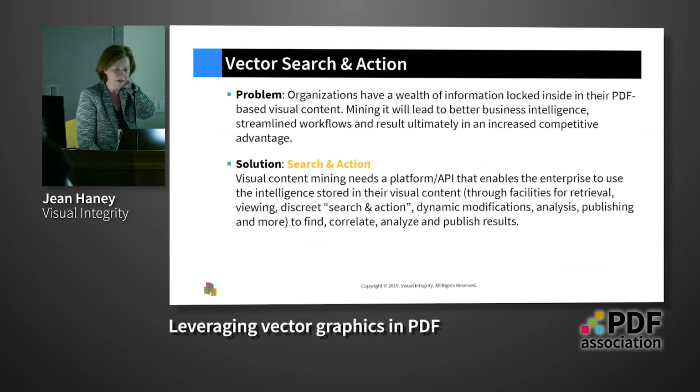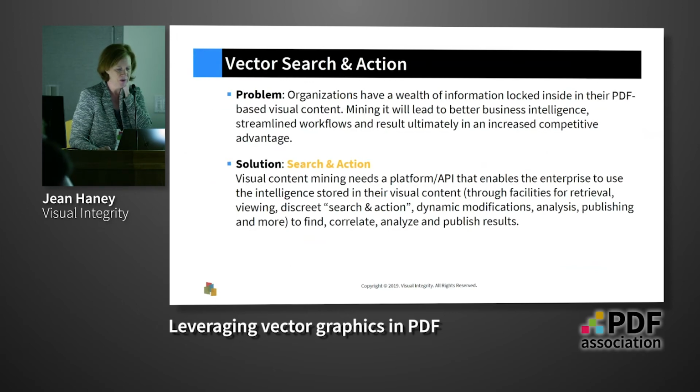So the last thing, real quick, I know my time is up, is the long-term goal we have. We're working on something called vector search and action. In this case, this is part of the digital transformation. Organizations have a wealth of information locked inside their PDF-based visual content, and mining it can lead to better business intelligence, streamlined workflows, and ultimately an increased competitive advantage. The solution for this is something we call search and action. It needs a platform or API that enables the enterprise to use the intelligence stored in the visual content through facilities for retrieval, viewing, discrete search and action, dynamic modifications, analysis, publishing, and more to find, correlate, analyze, and publish business results.